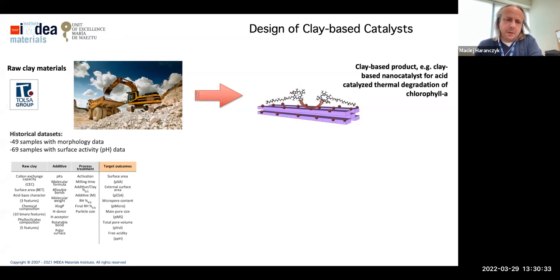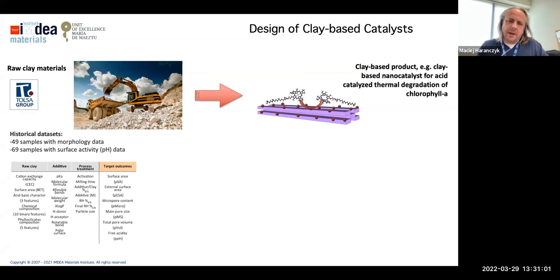So we came up with a hybrid descriptor that combines information about the raw material and also about how the raw material is converted into a product. So, for example, for the raw material, we describe it with surface area. We have some information about the chemical composition of a clay, cation exchange capacity.